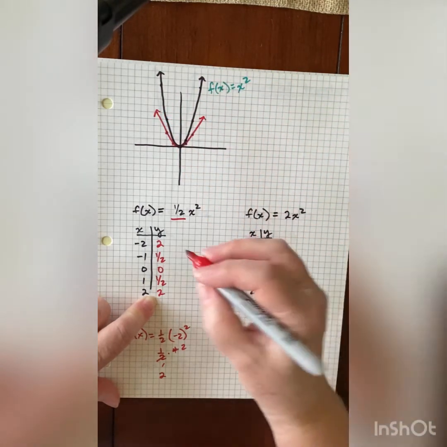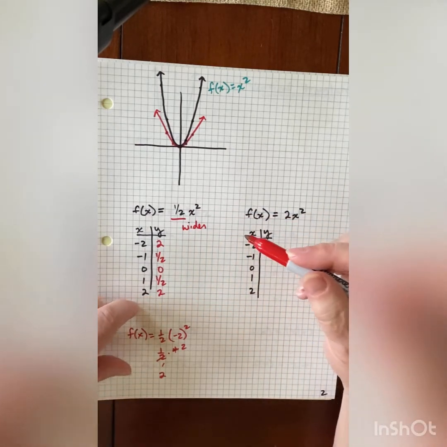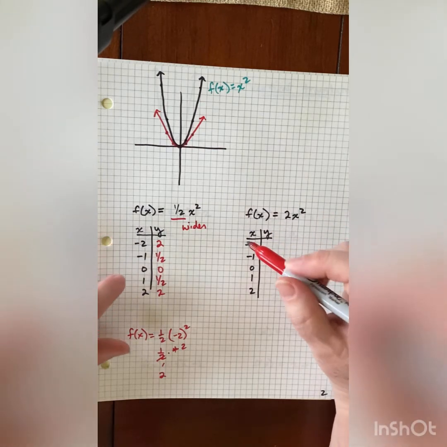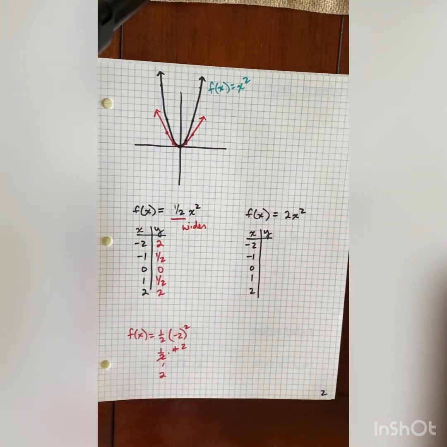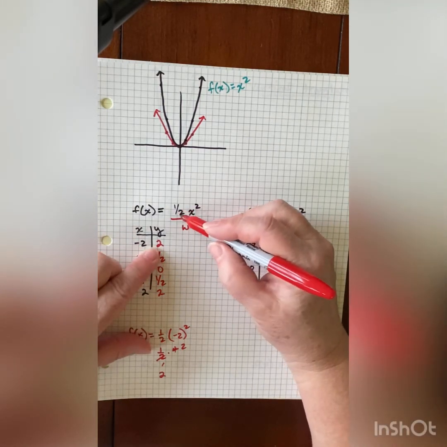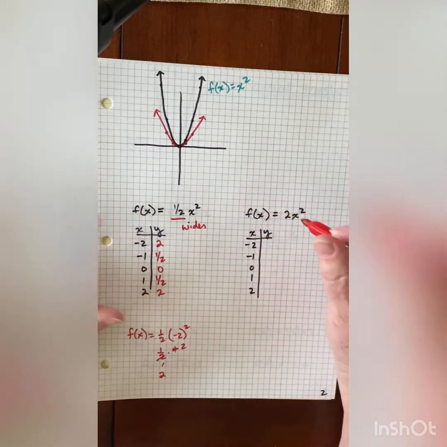All right, it's wider. So when you get a number that is in between 0, remember it cannot equal 0. That was part of our rules up front, that this cannot be 0. So if it is in between 0 and 1, it gets wider.